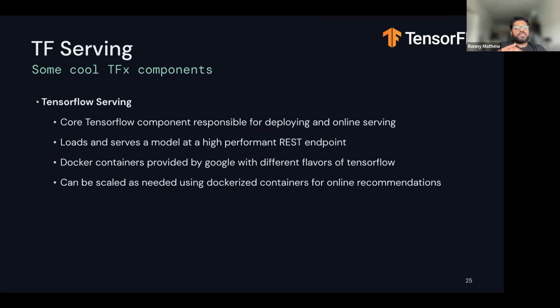TF Serving, as I said, is what you would be using if you want to do real-time inference. This is a core component which deploys a very high performant REST endpoint, and you can host it behind any sort of Docker service. It loads and serves a model at this endpoint. Docker containers are provided by Google with different flavors of TensorFlow, with different custom builds, and you can pick the one that works best for you. Since this is also Docker based, you can also scale it. You can put it behind a load balancer, you can put it behind a scalable container service, and have a very highly performant, highly scalable solution for online recommendations, right?